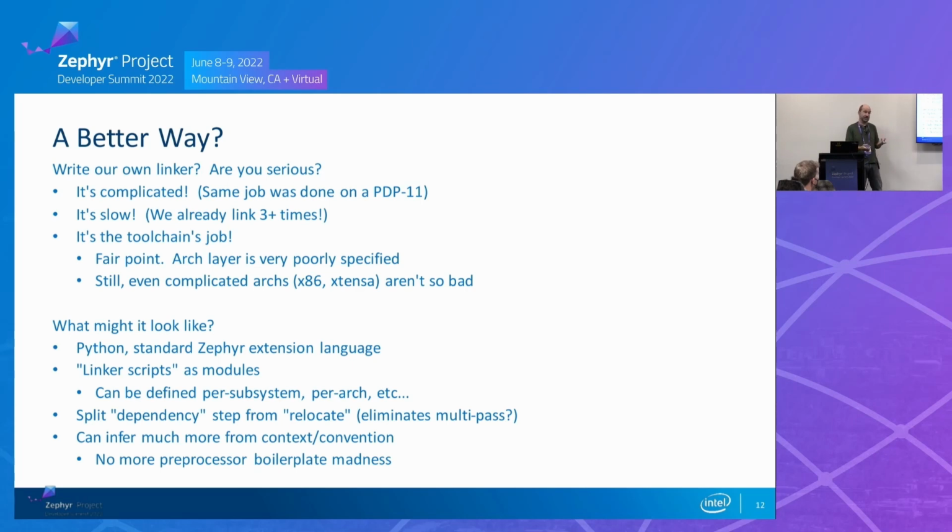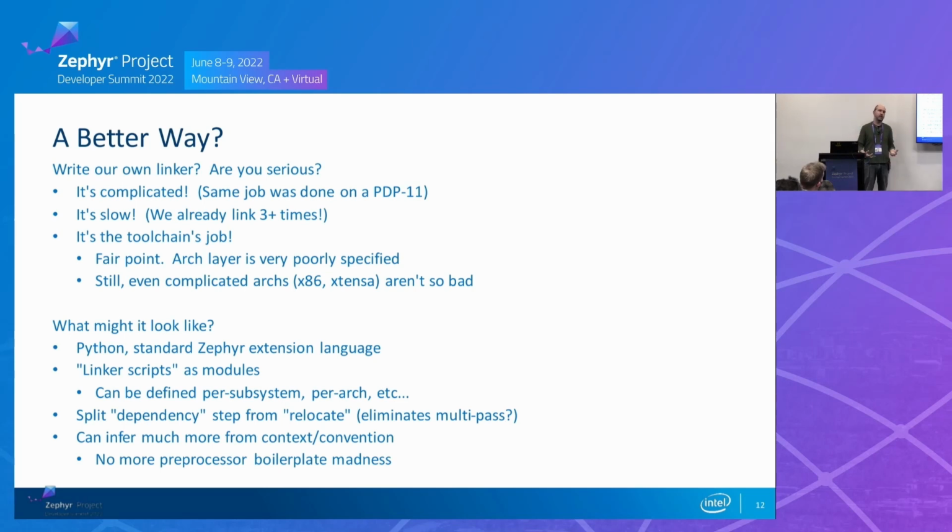First, linking is not a significant part of the Zephyr build. Also, we do it 3 times. If we really cared about performance, we would have fixed that well in the past. And it's the toolchain's job, and I think that's a much more reasonable argument, right? I mean, realistically, are we ever going to replace binutils?